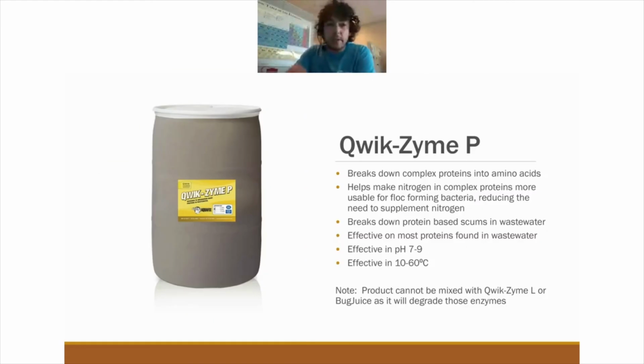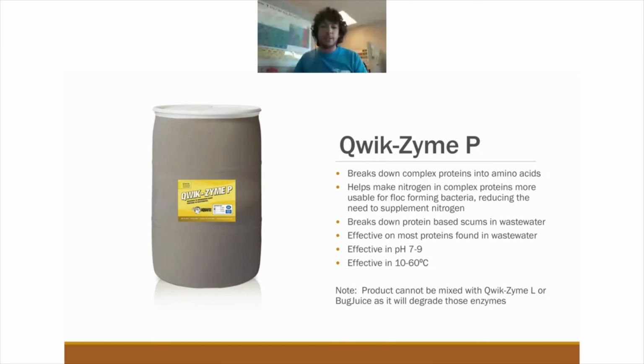So Quiczyme P is our next biocatalyst product. I mentioned a couple of these things already, but Quiczyme P is designed to break down proteins into amino acids. It can be really helpful in cases like dairy systems, which have a lot of nitrogen in the form of protein that is a bit difficult for bacteria present to access. In those cases, you can apply Quiczyme P, and it'll assist in the degradation of protein so that heterotrophic bacteria are able to pick up those amino acids and use them as a nitrogen substrate. And in this case, it can limit the need to supplement something like urea in a plant where you have protein present, but it isn't bioavailable.